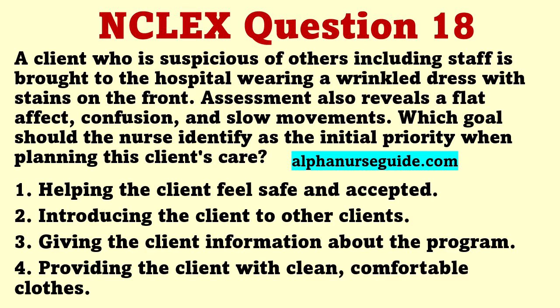The correct answer is 1. The initial priority for this client is to help her overcome suspiciousness of others, including staff, and thereby feel safe and accepted. Introducing the client to others, giving the client information about the program, and providing clean clothes are important, but these are of lower priority than helping the client feel safe and accepted.